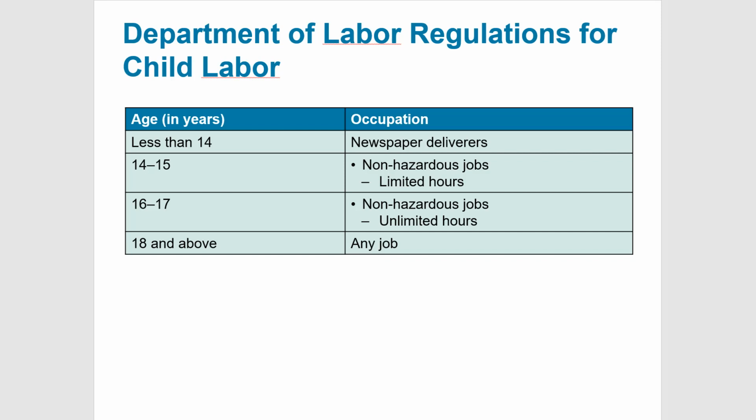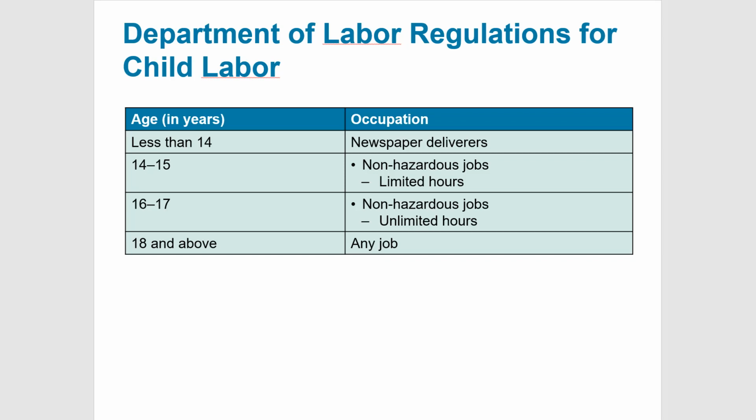If you're 14 to 15, you can do non-hazardous jobs, and you're limited on the hours. The understanding being that, for school-aged children, you shouldn't require them to work beyond some period of time at night because they need to go home, do their homework, go to bed, and be able to go to school the next day. Between 16 and 17, they can still only do non-hazardous jobs, but then the hours aren't as limited. And then 18 and beyond, you're able to do any job, any hours. You're considered to be a legal adult at that point.